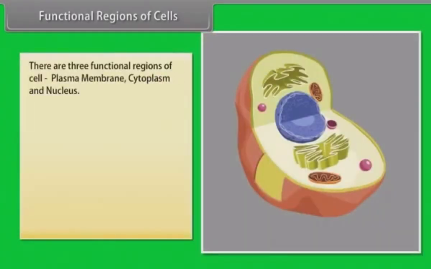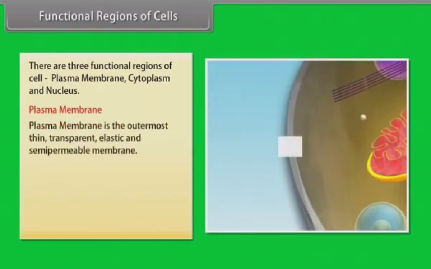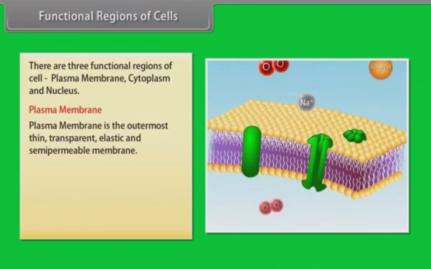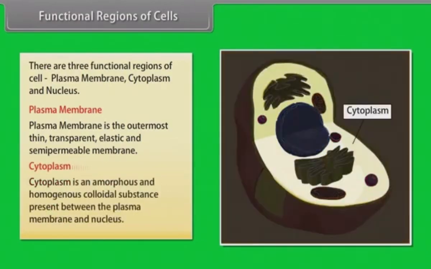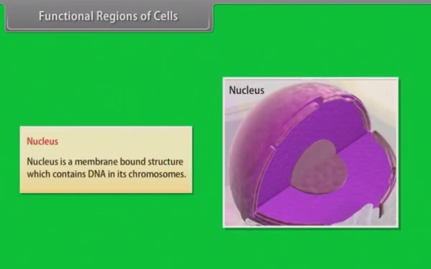Functional regions of cells. There are 3 functional regions of cell: plasma membrane, cytoplasm, and nucleus. Plasma membrane. Plasma membrane is the outermost thin, transparent, elastic, and semi-permeable membrane. Cytoplasm. Cytoplasm is an amorphous and homogeneous colloidal substance present between the plasma membrane and nucleus. Nucleus. Nucleus is a membrane-bound structure which contains DNA in its chromosomes.